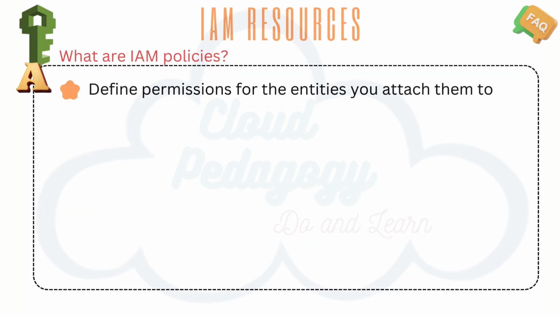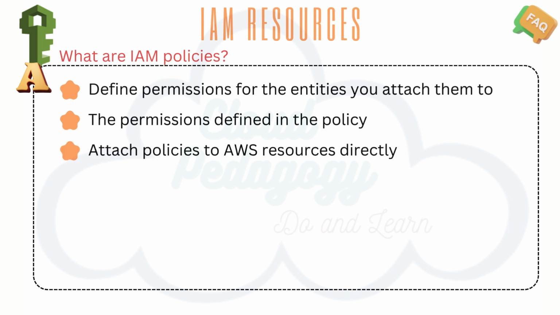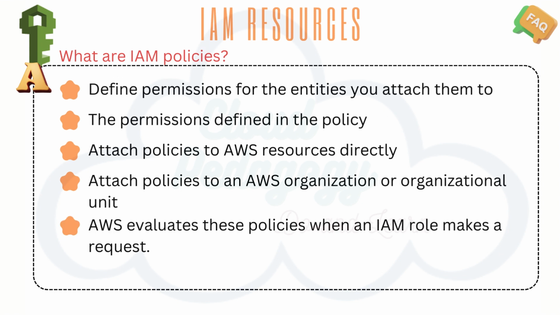So what are IAM policies exactly? IAM policies define permissions for the entities you attach them to. For example, to grant access to an IAM role, attach a policy to that role. The permissions defined in the policy determine whether requests are allowed or denied. You can also attach policies to some resources such as Amazon S3 bucket to grant direct cross-account access as well. And you can attach policies to an AWS organization or organizational unit to restrict access across multiple accounts. AWS evaluates these policies when an IAM role makes a request.